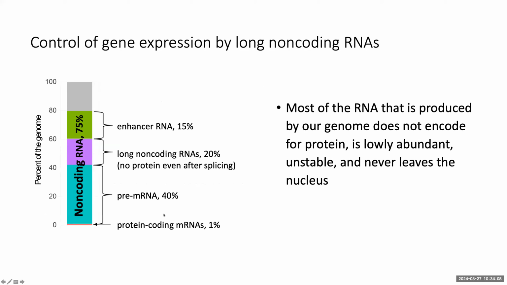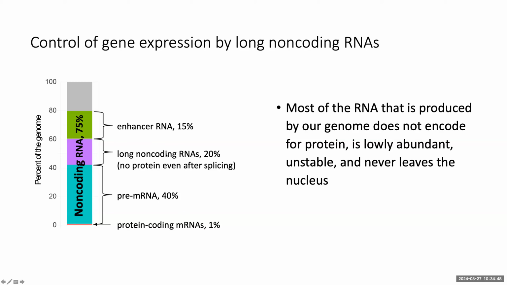But upwards of 80% can and does produce RNA in different settings. A full 20% of our genome presently is annotated as a long non-coding RNA, which are molecules that have little or no potential to encode for protein even after they've been spliced. And I love giving this talk after Alain talked because I also think it's very interesting that such a large fraction of our genome is comprised of introns. And as many of you know, introns and also enhancer RNAs and other RNAs produced by our genome tend to be very lowly abundant. They're considered to be unstable, and most of them never leave the nucleus.